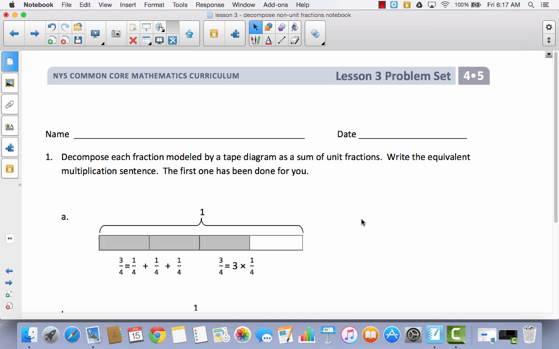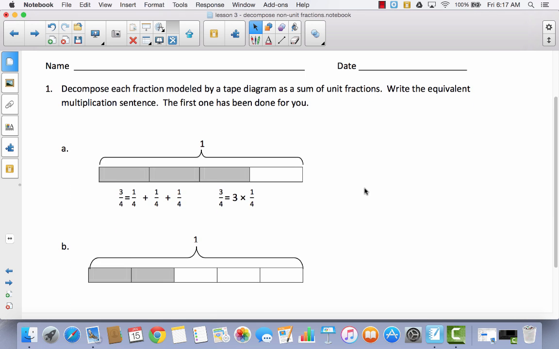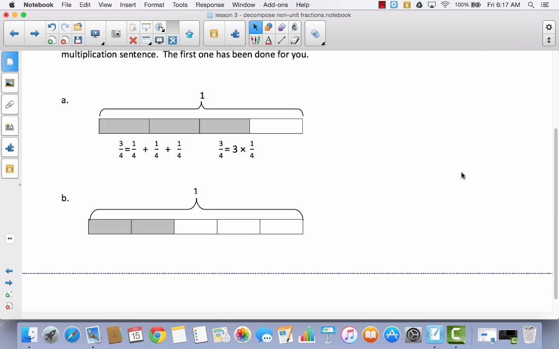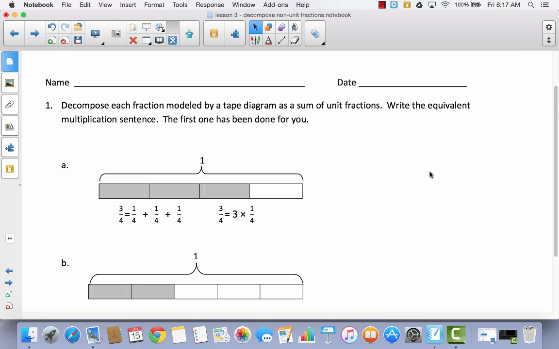Okay, so let's take a look at our problem set and let's take a look at the directions. Decompose each fraction modeled by a tape diagram as a sum of unit fractions. Write the equivalent multiplication sentence. The first one has been done for you. I love it when they do the first one for us because that gives us an idea of what's expected. So you can see that they decomposed this tape diagram into a sum of unit fractions. So here's the 1/4 plus 1/4 plus 1/4, and then we're going to write it as an equivalent multiplication sentence. So this is basically exactly what you just did in your journal.